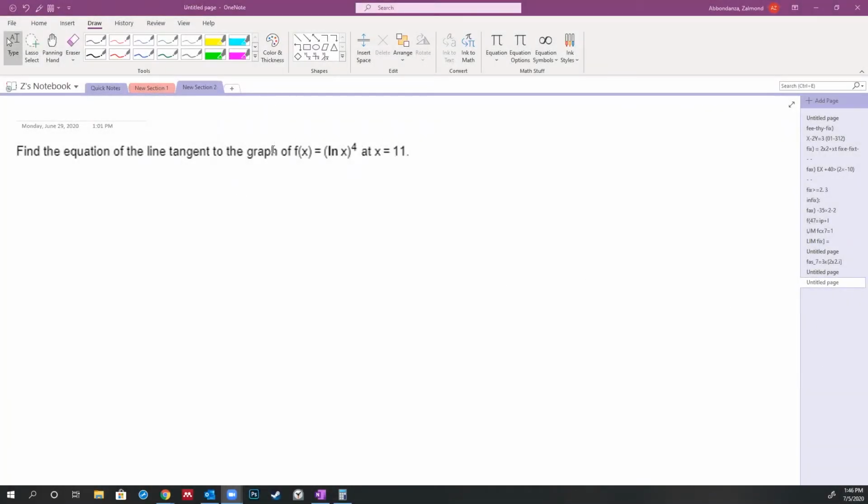Okay, so this is a method of finding an equation of the line tangent to a graph. We're given a function and a point, and we want to know the equation of the line tangent to the graph. In this particular case, this is MyMathLab, and they're asking for the answer in slope-intercept form.